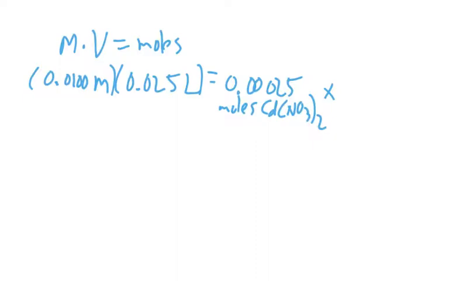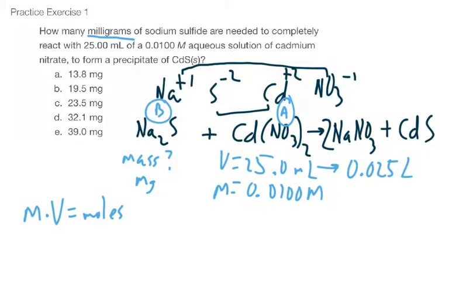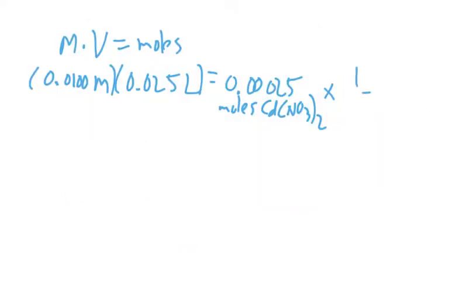Now, look at the mole ratio. This is the next step. Notice that the mole ratio B over A is simply 1 to 1. So, our mole ratio is 1 to 1. That means that the number stays the same. It's still going to be 0.00025 moles, but it's now going to be moles of the unknown, or B if you want to call that, which is Na2S, sodium sulfide.